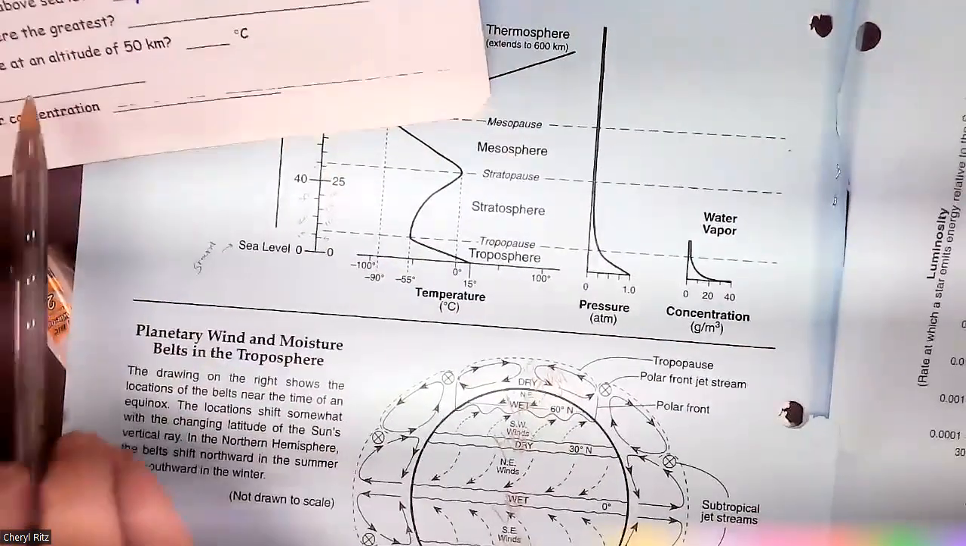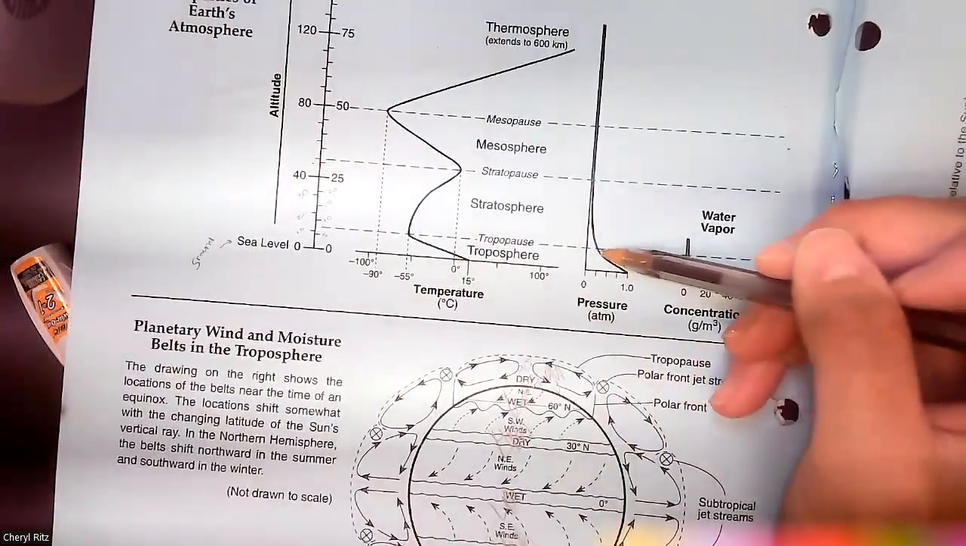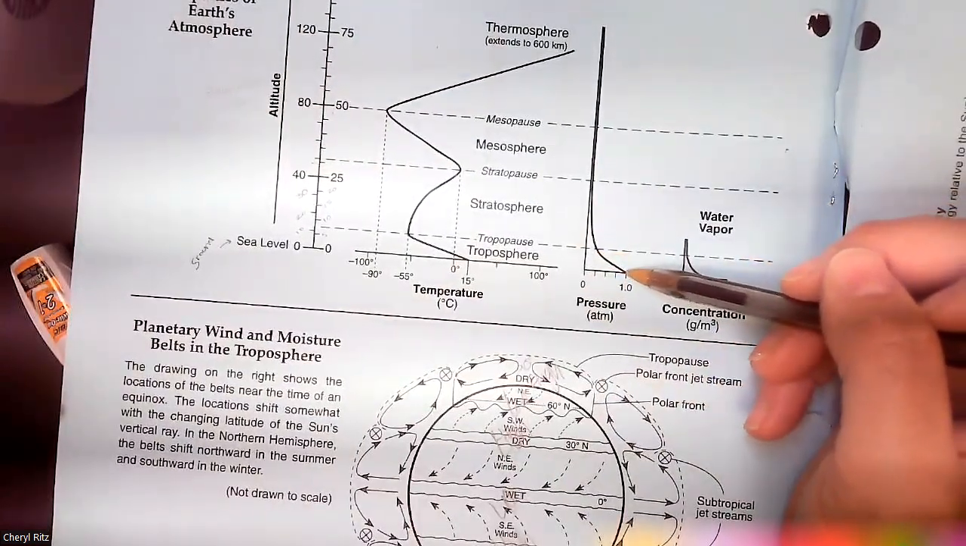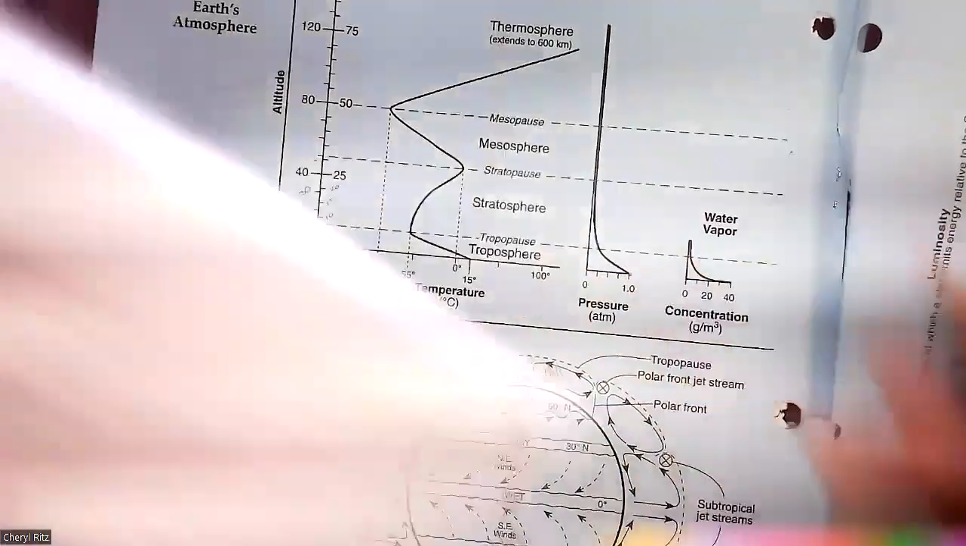Where is the pressure of the atmosphere the greatest? So pressure's on the x-axis. So we want the line farthest over on the x, and it does say where is the pressure? So that would be at sea level.